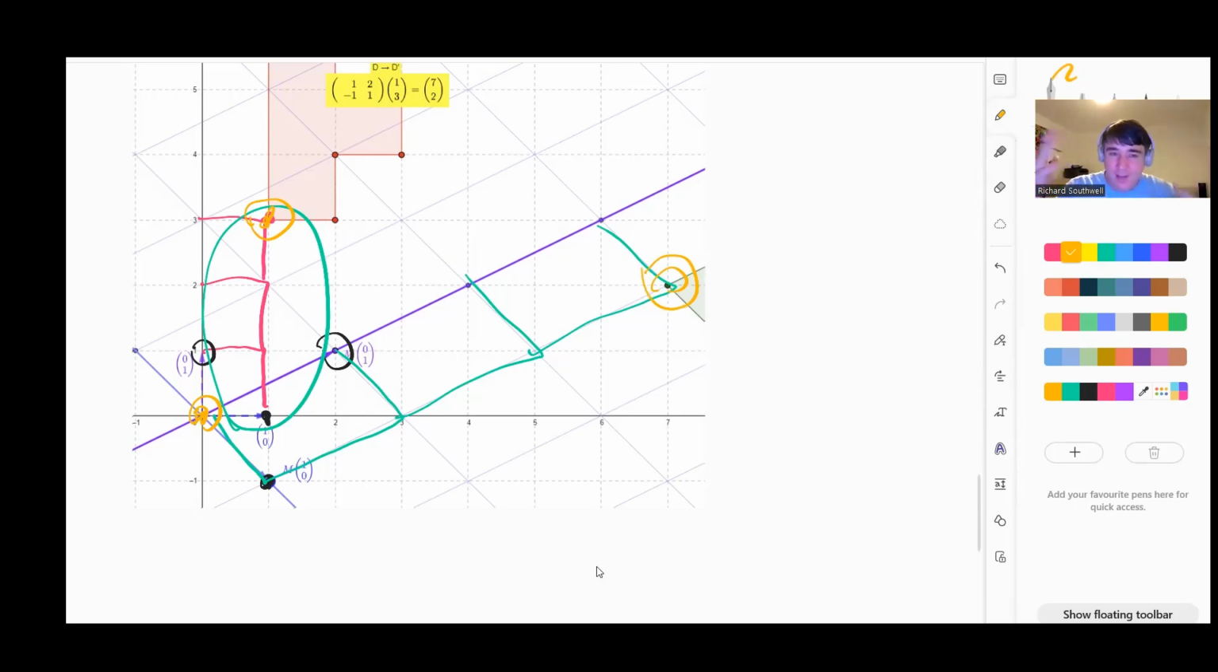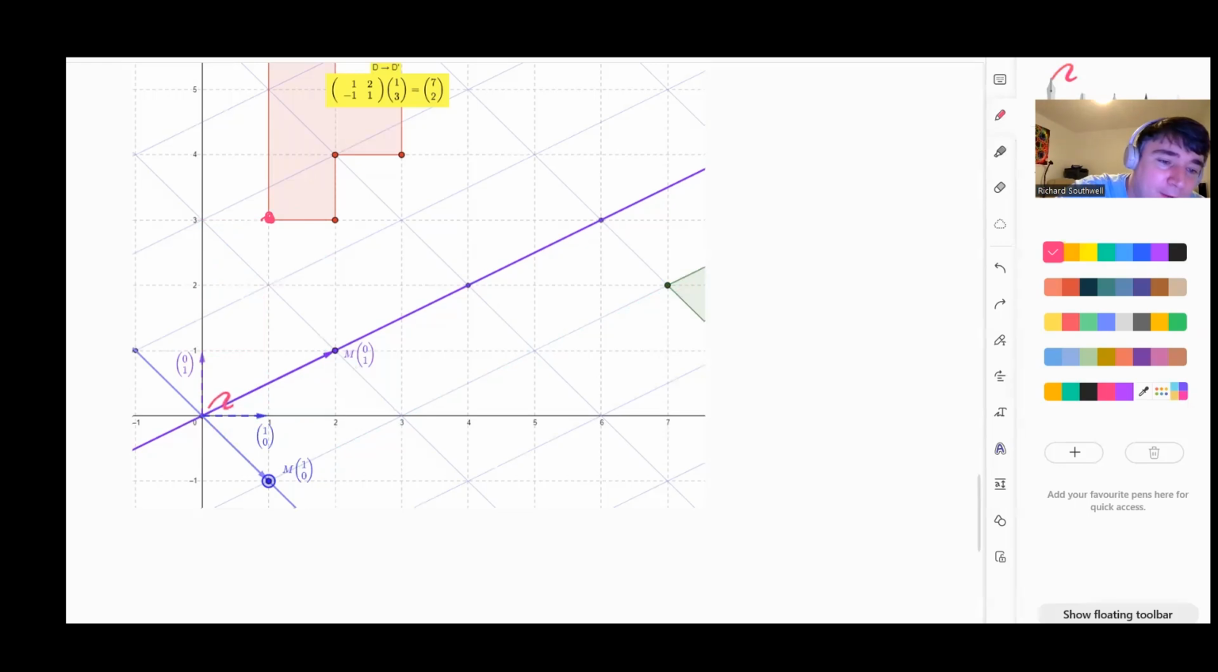Well, okay, let's work through this more slowly. That was too fast. So basically, what I'm saying is that what we're interested in is determining the image of this vector here, 1, 3.